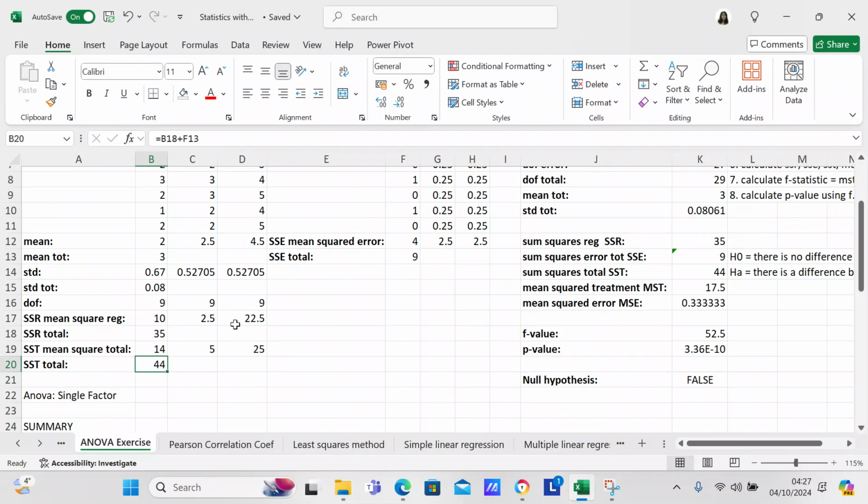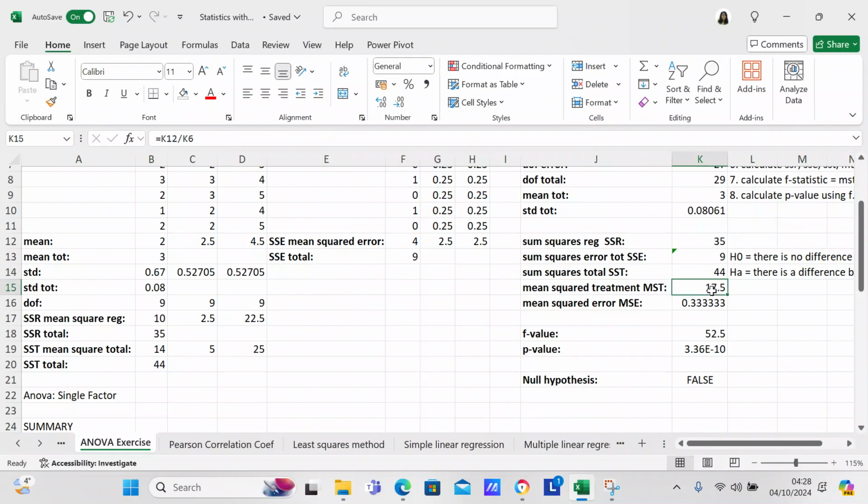So this is your F18, and then this is your F13, the mean total. No, sorry, B18 plus F13. And then that just transfers over here to SST, because I wanted to keep everything in one column of data so it will be easier to calculate it.